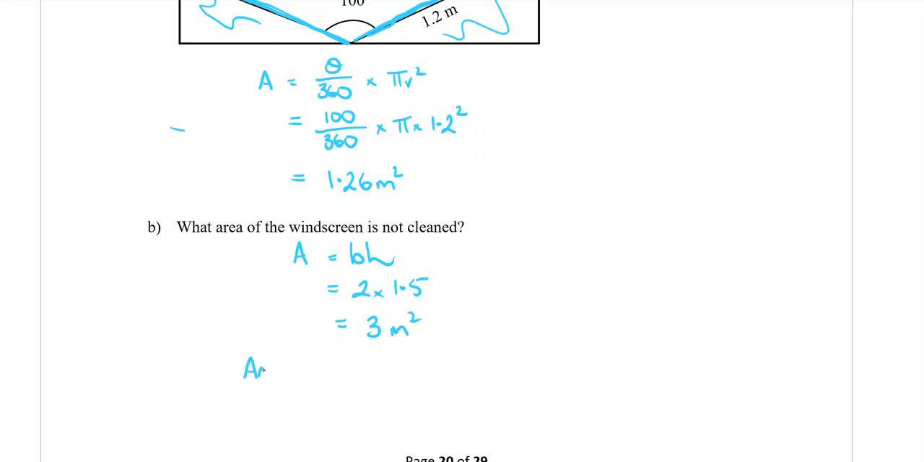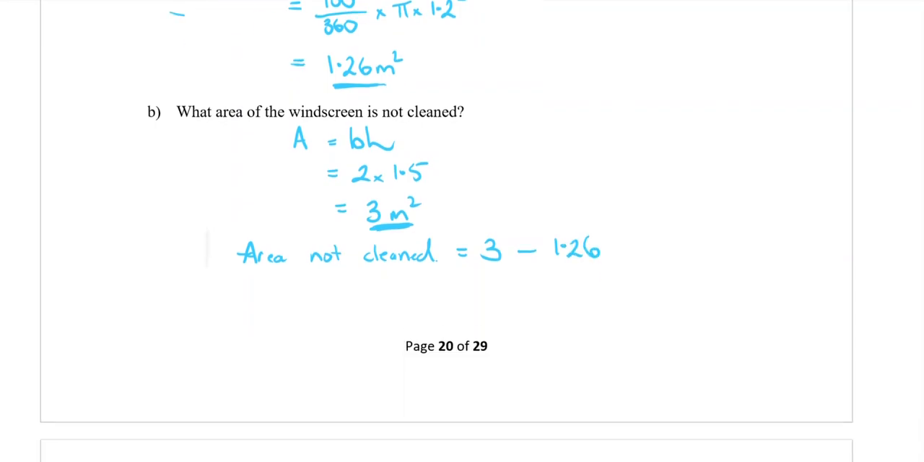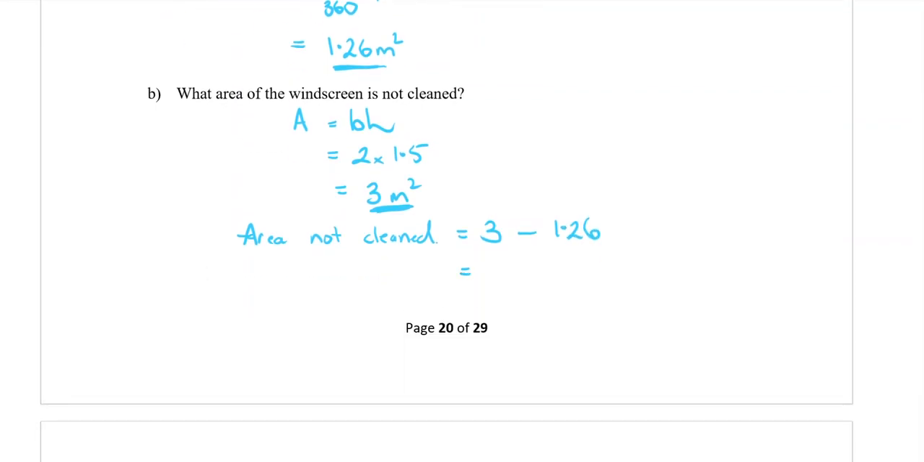So the area that is not cleaned is going to be the 3 meters squared that I worked out here for my rectangle, minus the 1.26 that does get cleaned by the windscreen wipers, which means that there is 1.74 meters squared that is not cleaned.